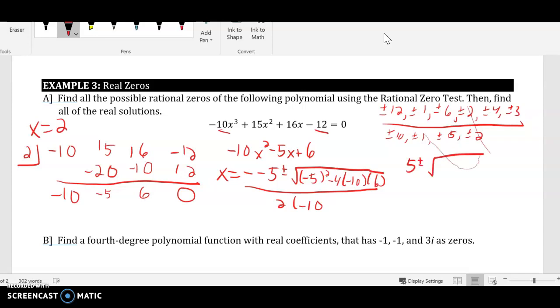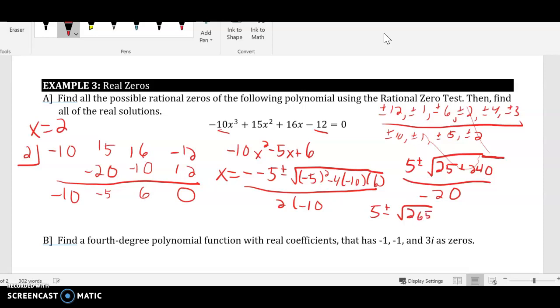If you need to do this in multiple steps, you can. So this is going to be a 25. This is going to be 40 times 6. I believe that is 240. All right, 4 times 6 is 24. And then that's all over negative 20. Then I have 5 plus or minus the square root of 265 over negative 20.